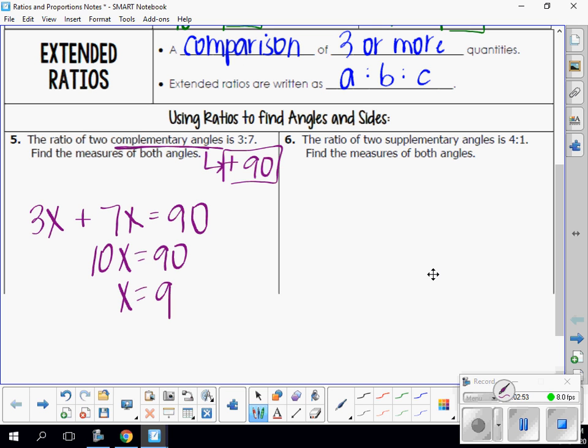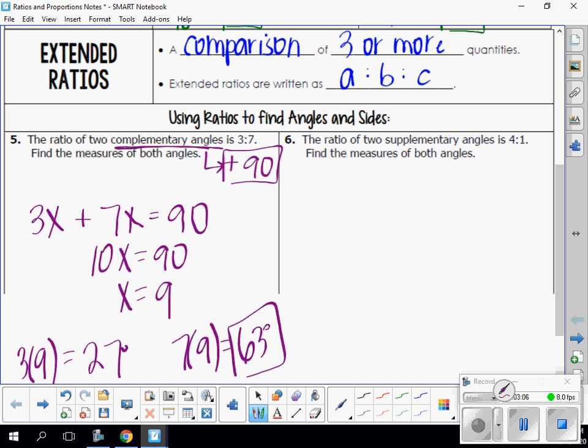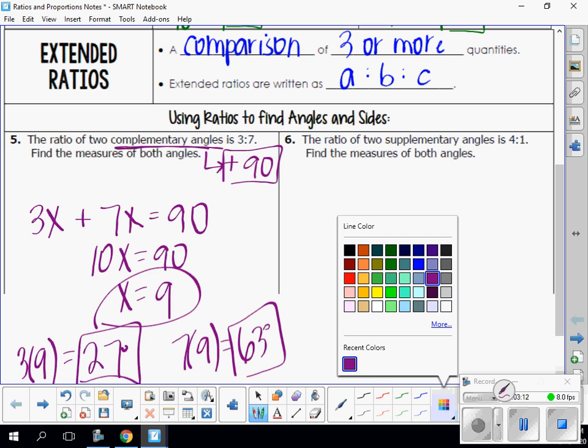They want the measure of both angles. So one of the angles would be 3 times 9, which is 27. And the other angle would be 7 times 9, which is 63. Again, that's just pulling from your vocab. Complementary angle means it's going to add to 90, so we take our ratio and add that to 90.